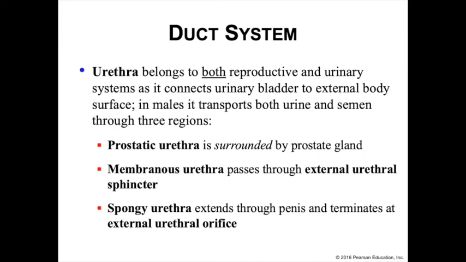You don't need to memorize the different sections, but we do have a prostatic urethra that runs through the prostate, which females don't have. Then we have membranous urethra that's going to go through an external urethral sphincter. Then a spongy urethra that's going to lead to the external urethral orifice, or just the opening that's going to be in the glands of the penis. So it does have several different sections. Don't worry about the different sections.